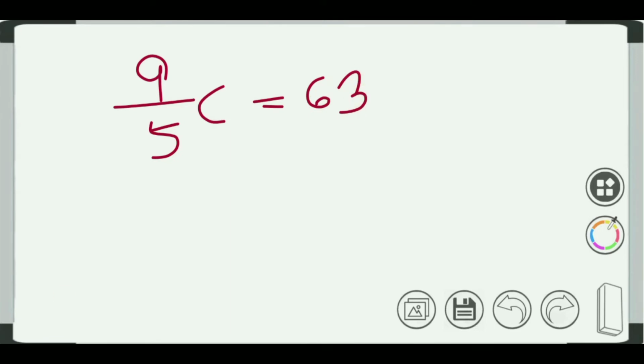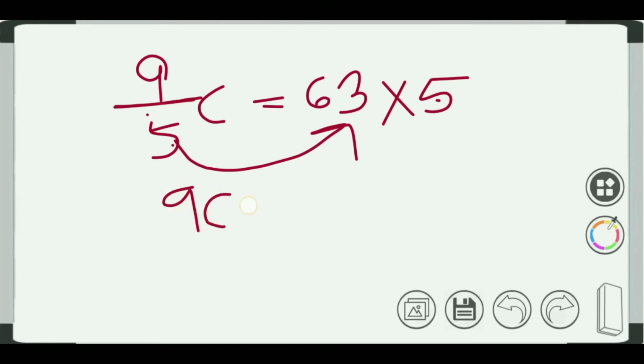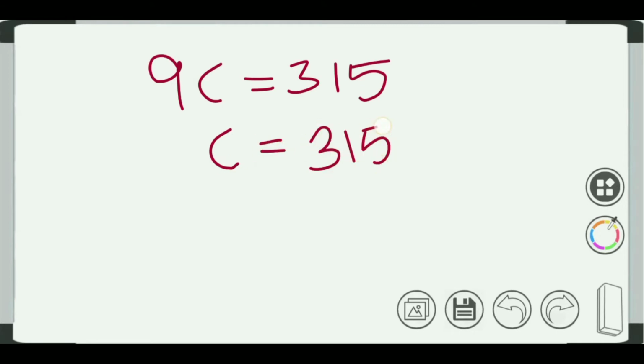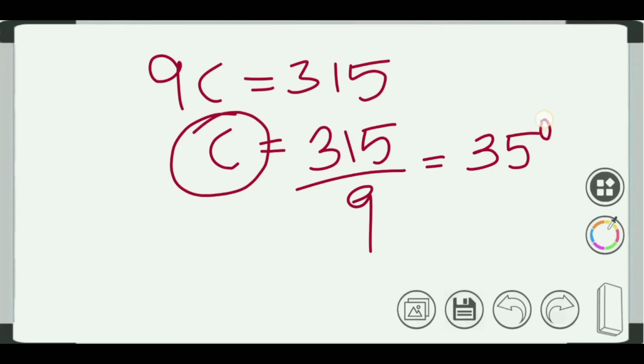In the next step, I am taking this 5 this side. So divided by 5 will become into 5, division will become multiplication. I can write 9C is equal to 63 into 5. 63 into 5 is 315. So you got 9C is equal to 315. Then what is C? C is equal to 315 divided by 9. Then you will get the answer as 35. 35 what? What is the unit? This is C, so degree Celsius.